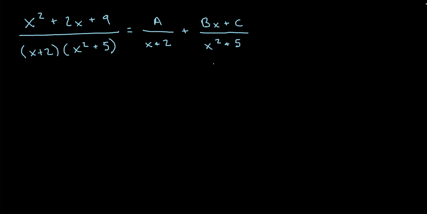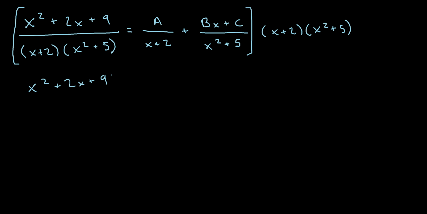So once we have this format, how can we move on from here? Well, we want to clear the denominator from each fraction. So the way that we do that is we can multiply this entire expression by the common denominator, which would be x plus 2 times x squared plus 5. So notice that when we multiply this first fraction by this common denominator, this entire denominator will cancel out, and we'll just be left with x squared plus 2x plus 9.